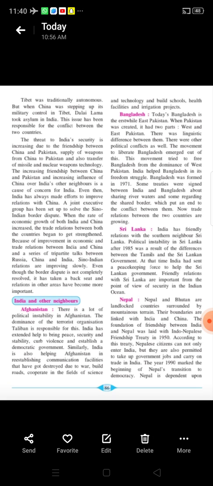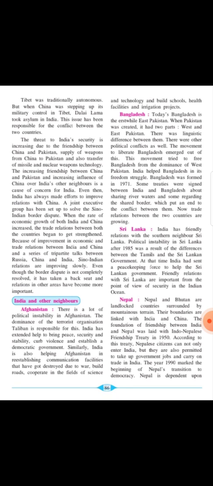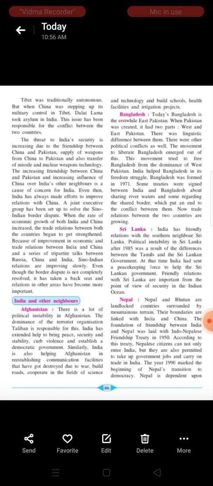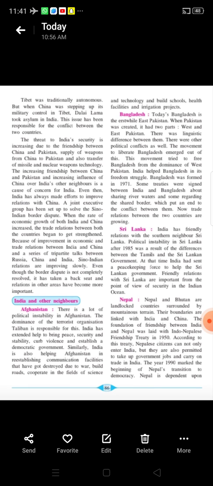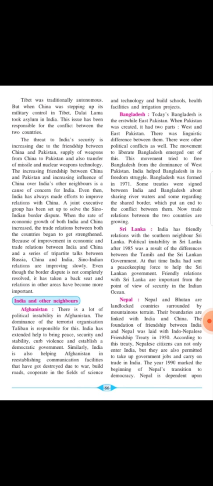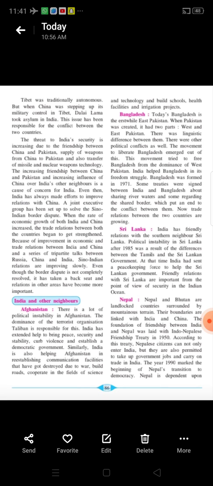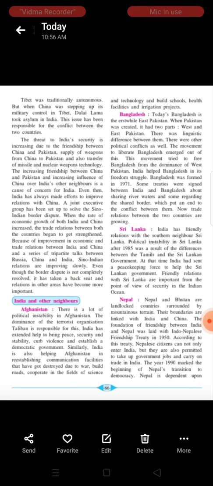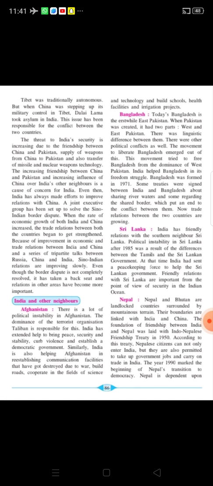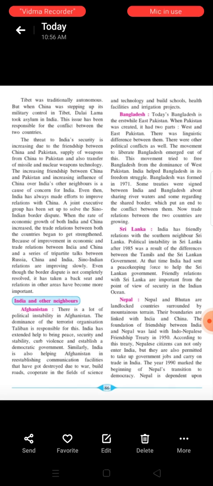Okay, children. Now the next point is what? That is Sri Lanka. India has friendly relations with the southern neighboring Sri Lanka. Political instability in Sri Lanka after 1985 was the result of the differences between the Tamils and the Sri Lankan government. At that time, India sent a peacekeeping force to help the Sri Lankan government. Friendly relations with Sri Lanka are important from the point of view of security in the Indian Ocean.